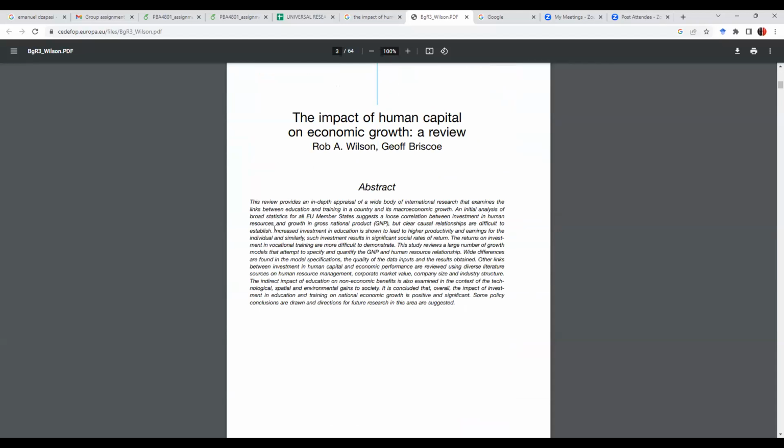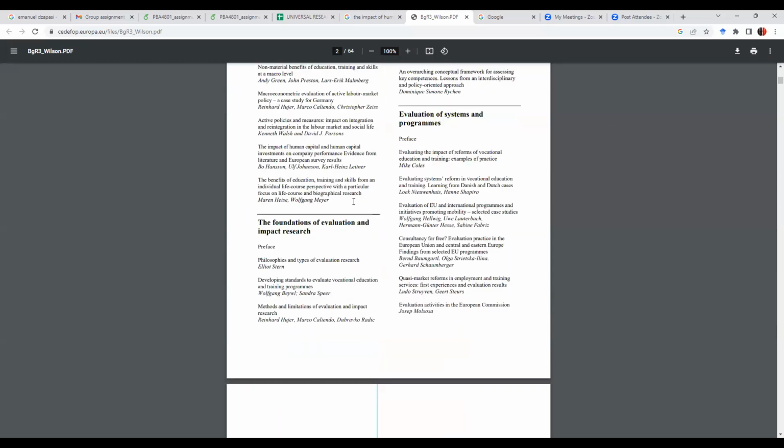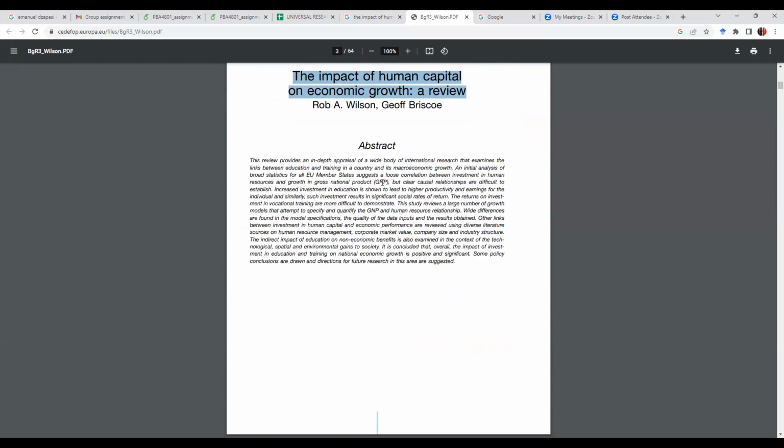Right. You see, these are the points that you'll be looking for. Increased investment in education is shown to lead to higher productivity and earnings for the individuals. And similarly, such investments result in significant social rates of return. And then you substantiate your argument based on these. And if you want to cite this, I've shown you already, you copy this title and then you put it on Google Scholar, and then it will give you everything done for you. But by just looking at the abstract, already you have this point, but it's just a point.